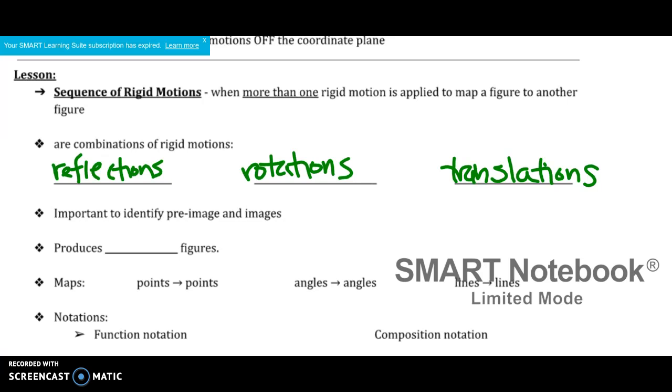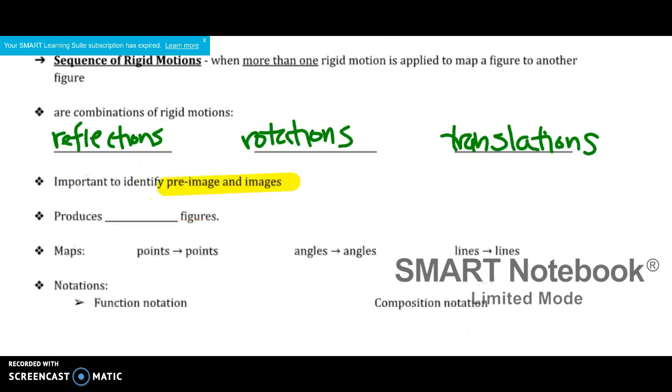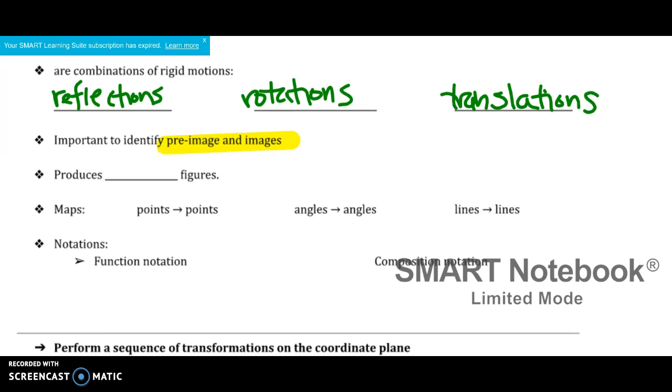So it's important to identify what your pre-image is and what your image is so that the order in which you describe the rigid motion is accurate. And we know that because these are sequences of rigid motions, they produce congruent figures. And again, a rigid motion, a reflection, a rotation, and translation, is a mapping, right? It maps points to points, angles to angles, lines to lines.